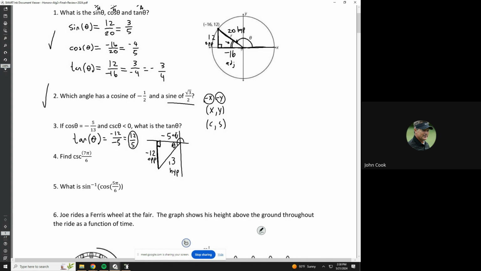And you better believe that if this was multiple choice, they would have a bunch of different options. One of them would be 12 fifths. So you just select 12 fifths as your answer.